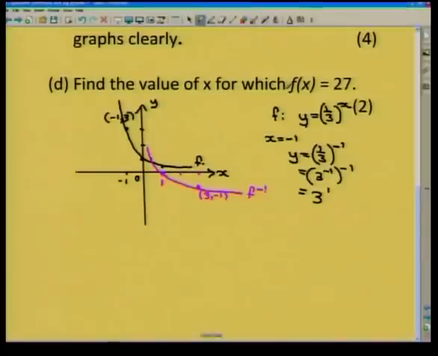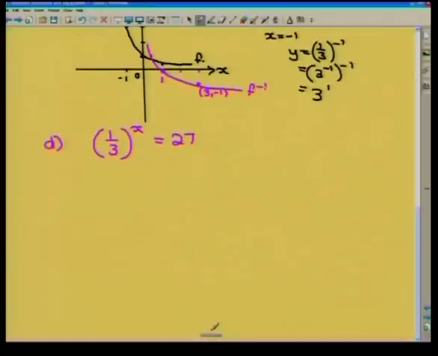Right, the last question here says, find the value of x for which f of x equals 27. Now f of x, remember, is 1/3 to the x, and I want that to equal 27. So in actual fact, what question D is doing is asking me to solve an exponential equation, which, as we know, is not a problem. First of all, we'd look at it and say, is it possible to get the bases the same? And the answer is yes. 1/3 is 3 to the minus 1, and 27 is 3 cubed.